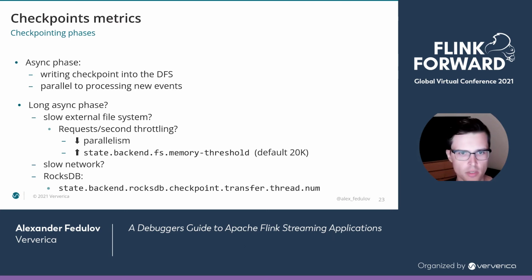The next thing to check is if your network performance might be a bottleneck to upload the checkpoints. And in the case of RocksDB, there's another parameter, which is the number of threads used for uploading the data. This parameter was 1 until 1.12, and it was increased to 4 in 1.14 by default. So if you're using an older version, you might also go ahead and increase this parameter. It might be helpful for your overall performance.